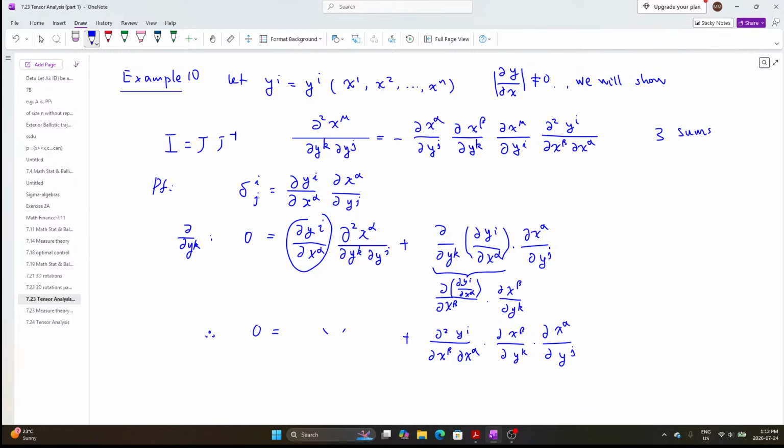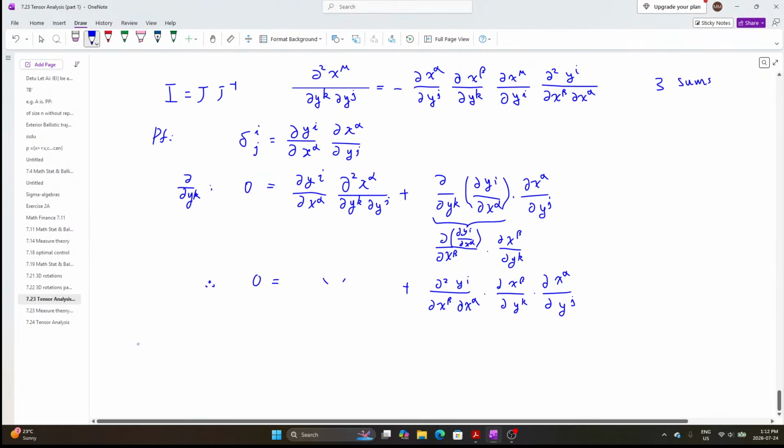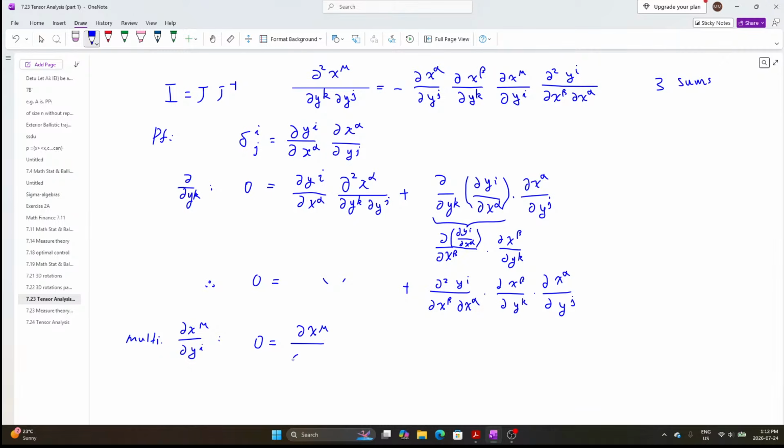Well, we're going to use the Kronecker delta symbol again. So let's multiply both sides, because remember, the Kronecker delta collapses indices. That's the trick to it. So multiply both sides by dx mu over dyi. Let's see what that does. On the left, you still get 0, and you get dx mu over dyi times this term.